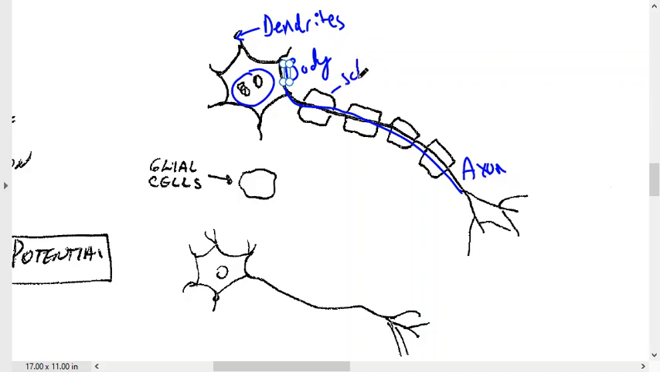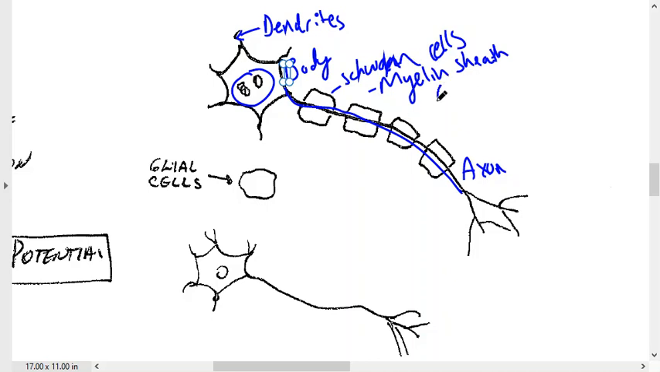You don't really have to know this, but I'm going to give you the extra info just for completion purposes. Schwann cells, those should be two N's. Schwann cells, and they make up what is called the myelin sheath. The myelin sheath. Again, this is a little extra info that we'll talk about.